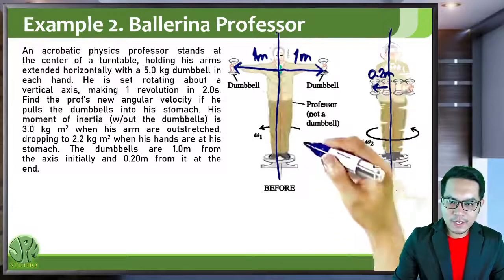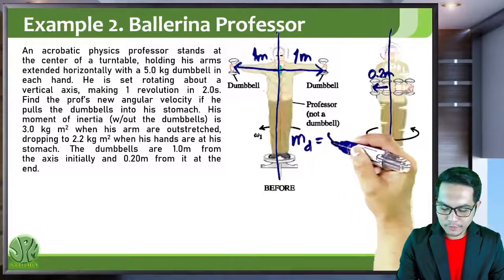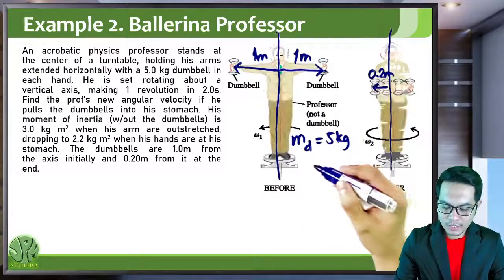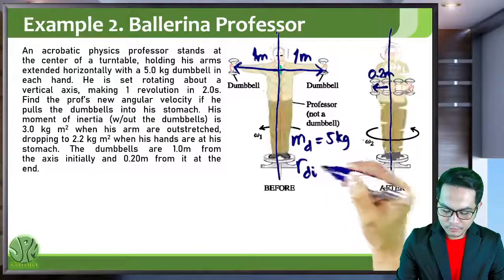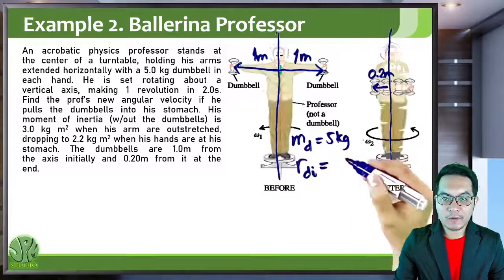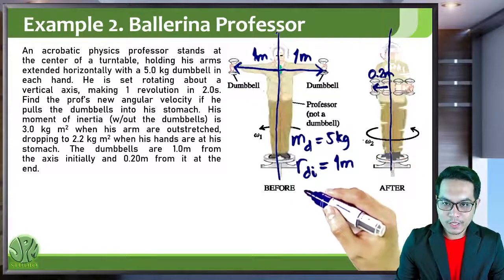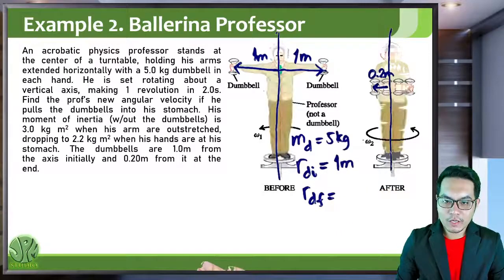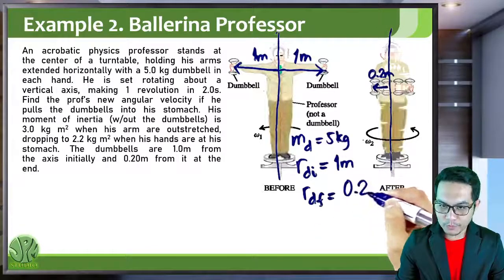So the given values are the mass of the dumbbell, 5 kilograms. The initial radial distance of the dumbbells is 1 meter. They're actually the same for both dumbbells. And their final distance from the axis of rotation is 0.2 meters.